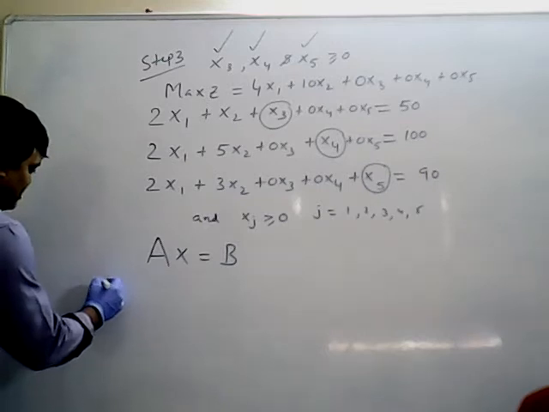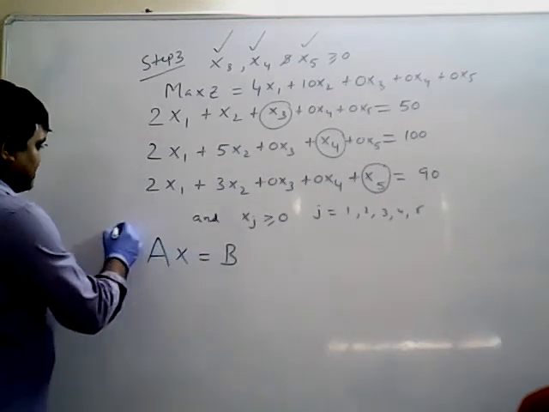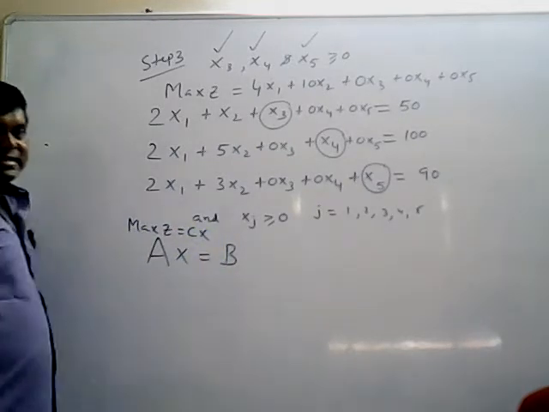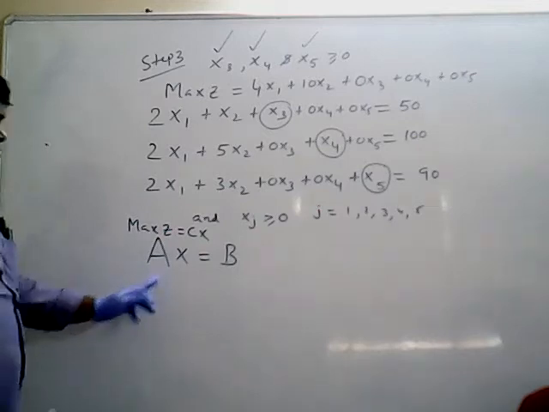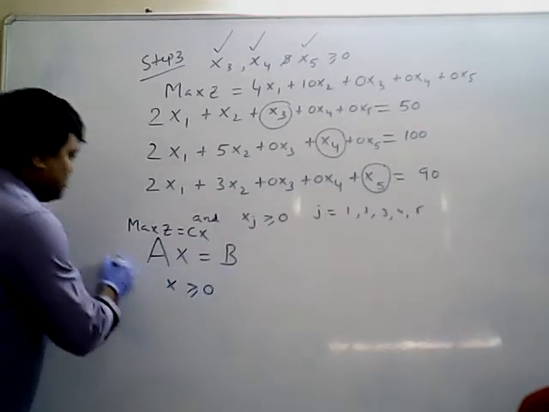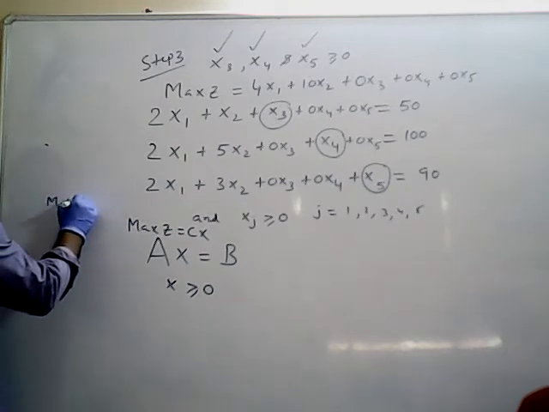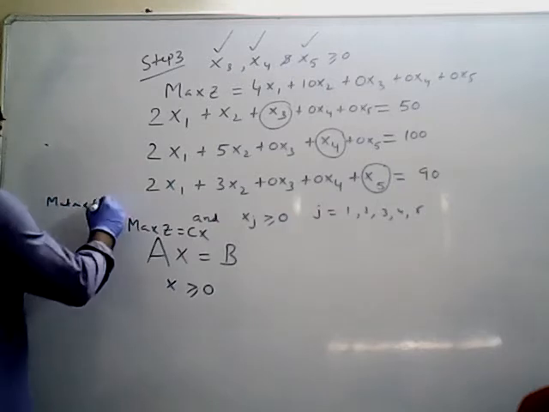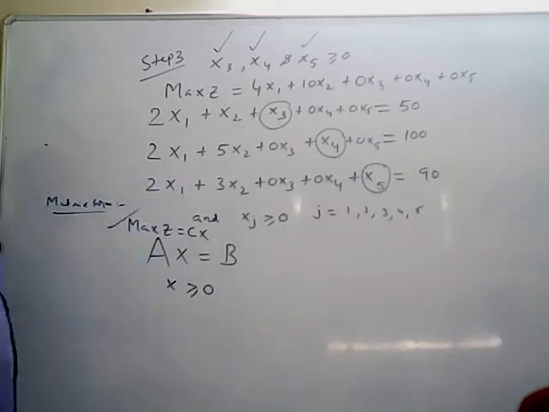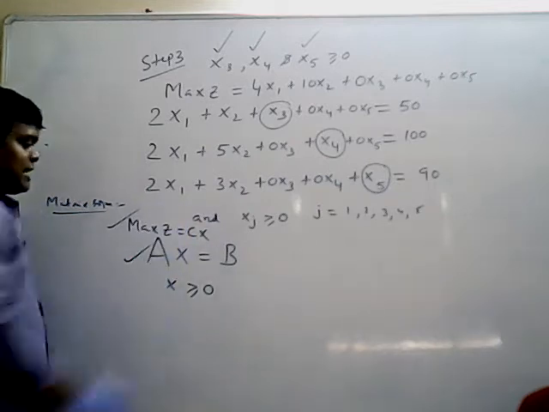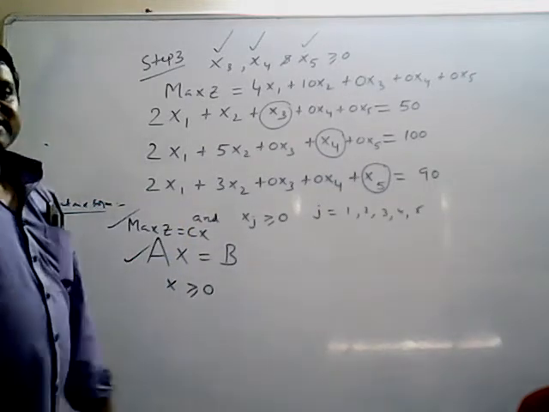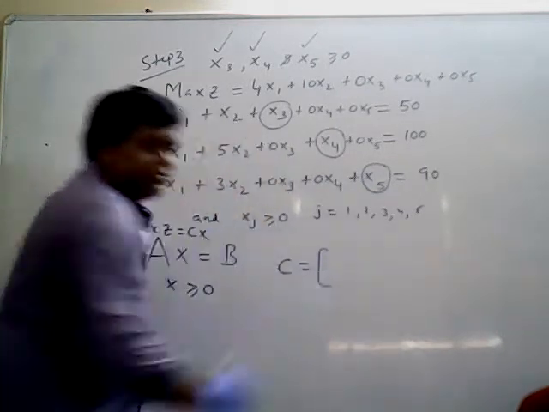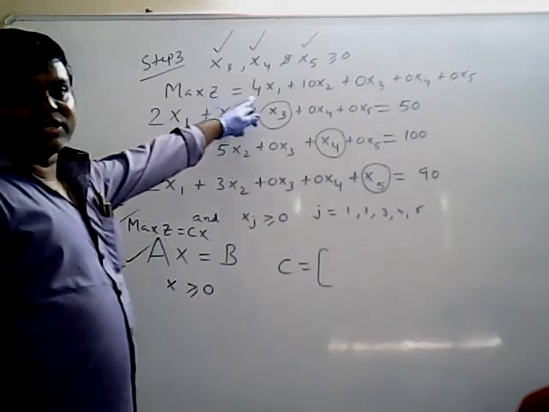Maximum Z equal to Cx, and Ax equal to B, and x greater than equal to 0. So this is called matrix form. Next, put the side heading matrix form, same step number 3 only. Step number 3, matrix form. Maximum Z equal to Cx, Ax equal to B, and x is greater than equal to 0. Just I am writing those values, where capital C is the objective function.